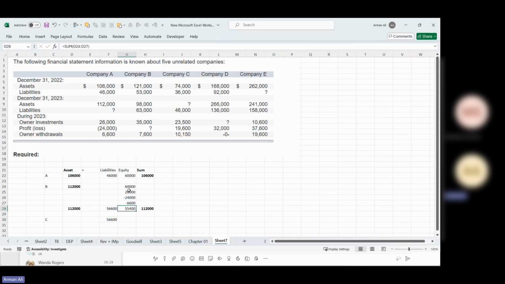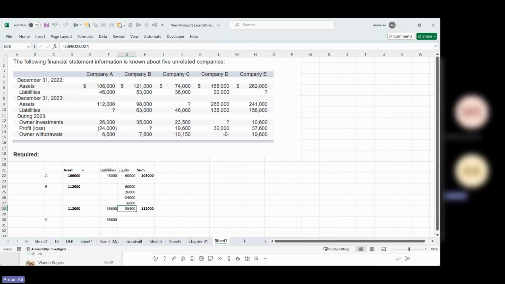Where did we get 55,400? We took all the amounts over here and we added 60,000. That is the amount we discovered from the 2022 statement. And I just added it and I got 55,400, and that's that.